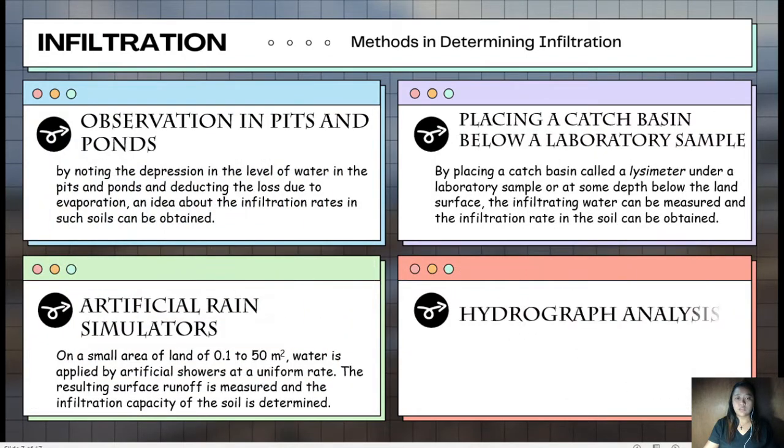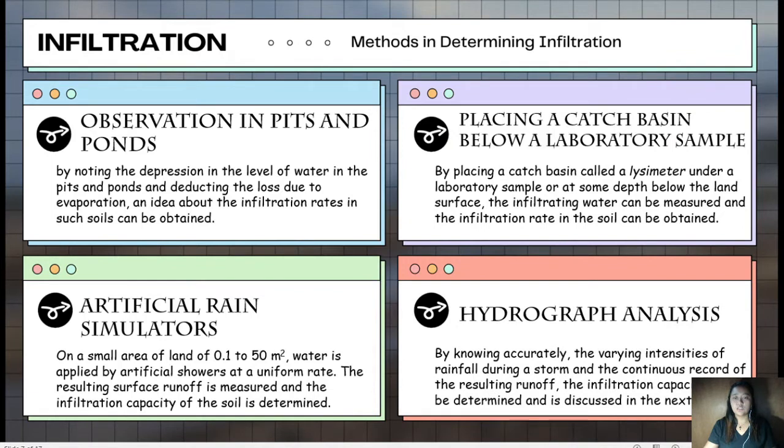Next is the hydrograph analysis. By knowing accurately the varying intensities of rainfall during a storm and the continuous record of the resulting runoff, the infiltration capacity can be determined and discussed in the next chapter.